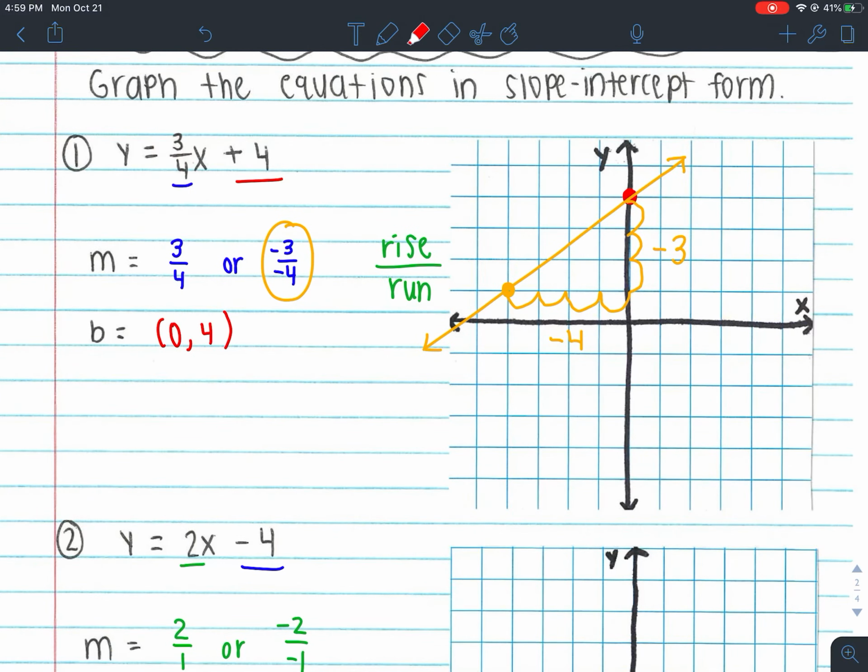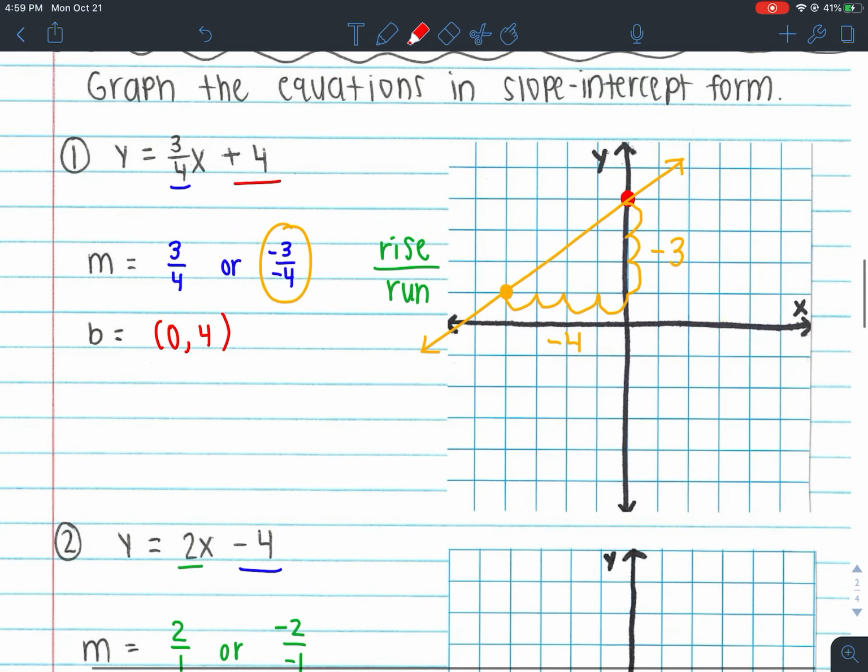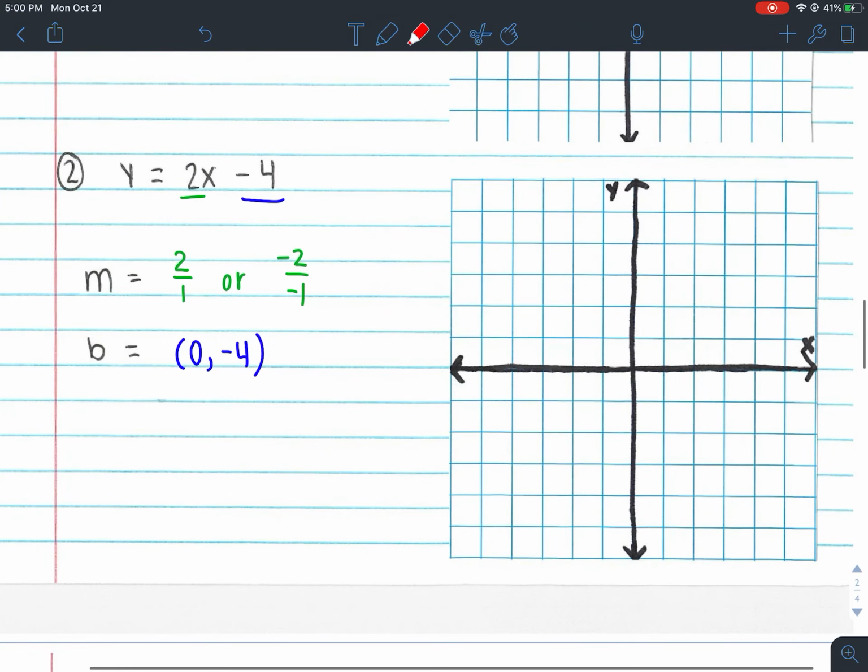I also forgot to mention this earlier, but looking at our slope earlier, we had a positive 3 over 4. That's a positive slope, right? So that means our line should also be positive, and it is. The line is in a positive direction. So that's a way you can check yourself to make sure you've graphed it correctly. Here I have a positive slope, positive 2, so my line should also be positive. We'll graph this and see if we did it correctly.